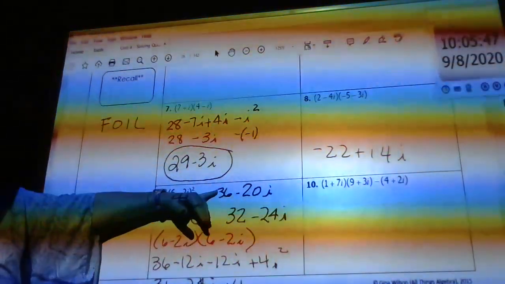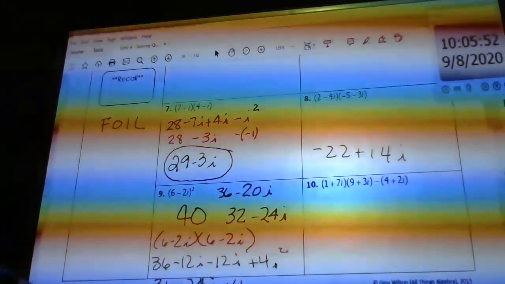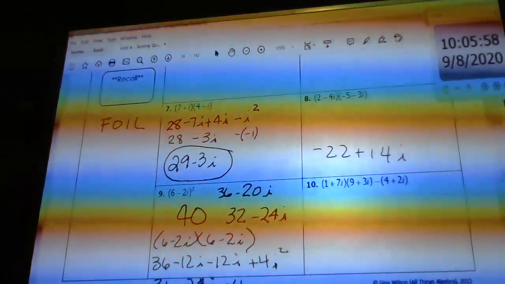Jake, do you see where you went wrong? Paisley, do you see where you missed these middle terms? No worries. We are all learning.